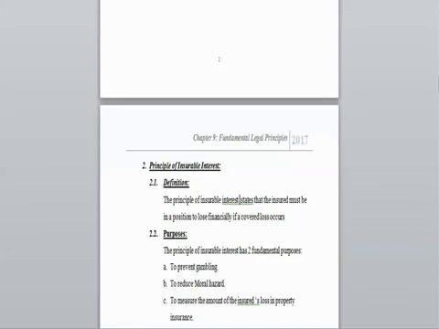The purposes of an insurable interest. All insurance contracts must be supported by an insurable interest, either property or casualty insurance contracts or life insurance contracts. Insurance contracts must be supported by an insurable interest for the following reasons. Number 1, to prevent gambling.